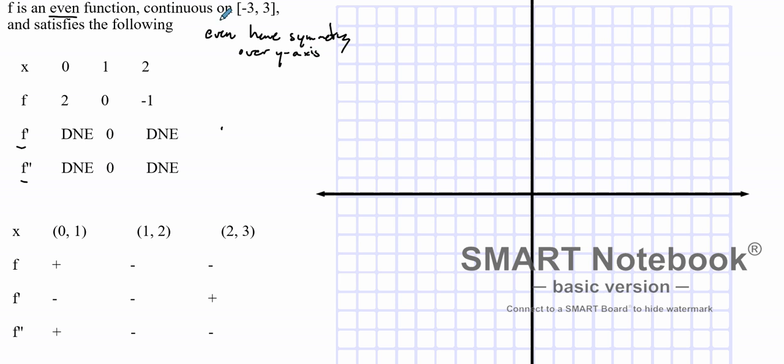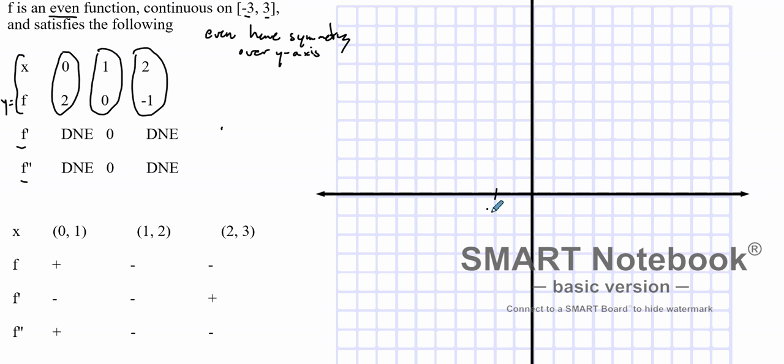Okay, so it's also continuous, and it's going from -3 to 3. And it's going to satisfy these following constraints. The first part right here is talking about x values, and these are the f values. So essentially, these are the y's that we're talking about. So these are actually points. We have 3 points they give us right here. From here, we're going to graph these 3 points.